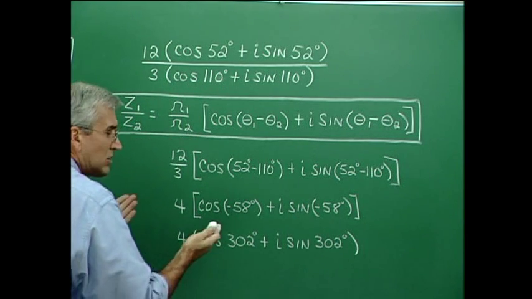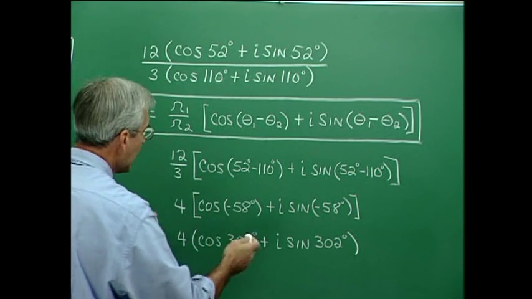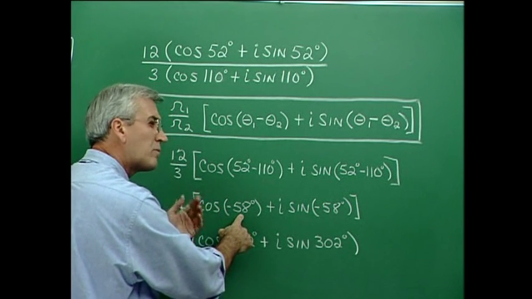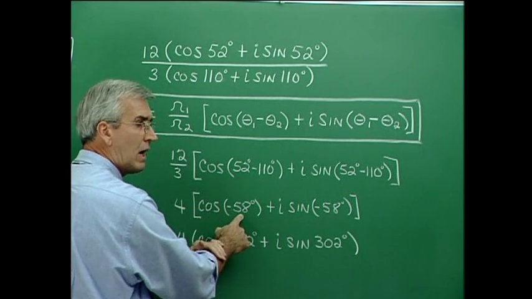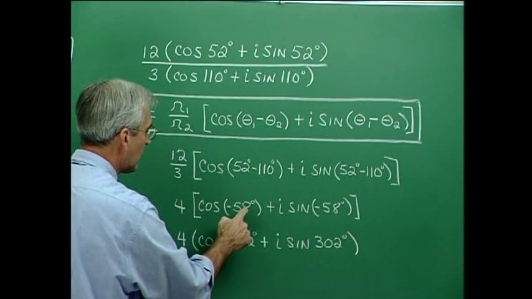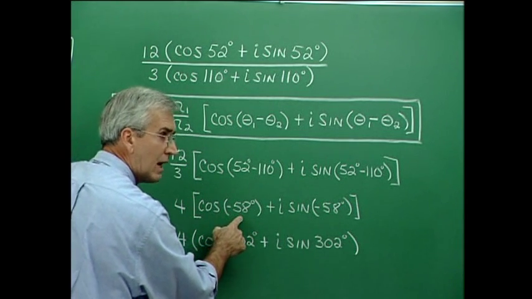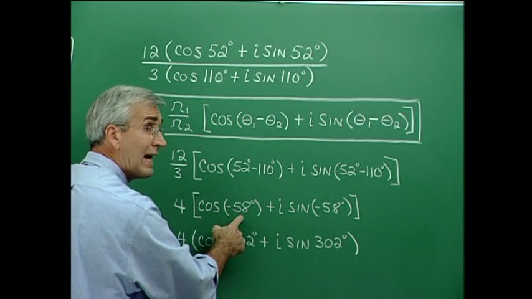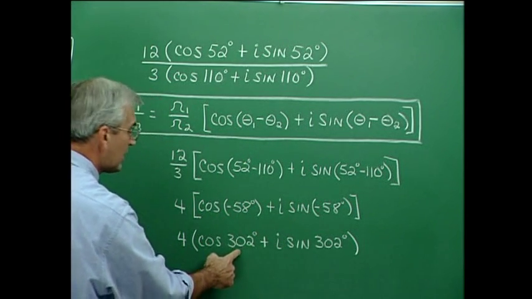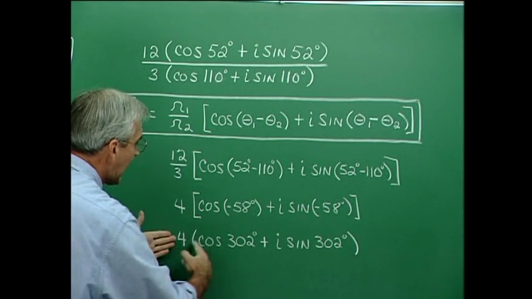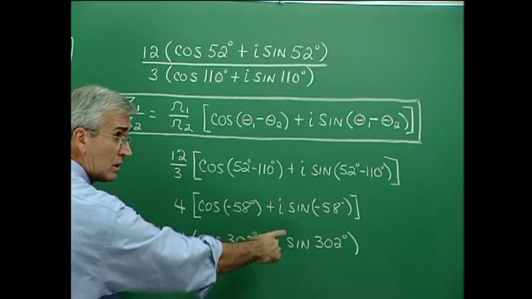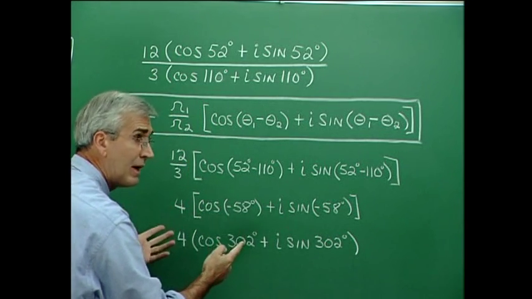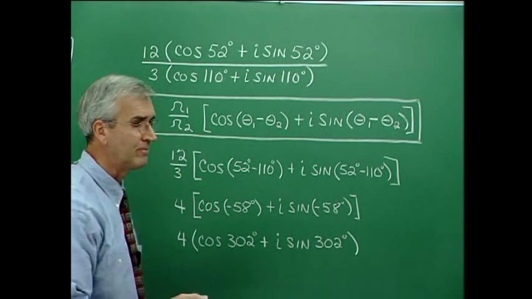Now, in some settings, I suppose it might be okay to leave this angle as a negative angle, but I think it's probably better to write it as a positive angle, and the angle coterminal with this one would be the angle that we find by just adding 360 degrees. So you take negative 58 degrees, add 360, and we get an angle of 302 degrees. So here's our answer as the quotient of these two complex numbers in trigonometric form. Here's our complete answer.